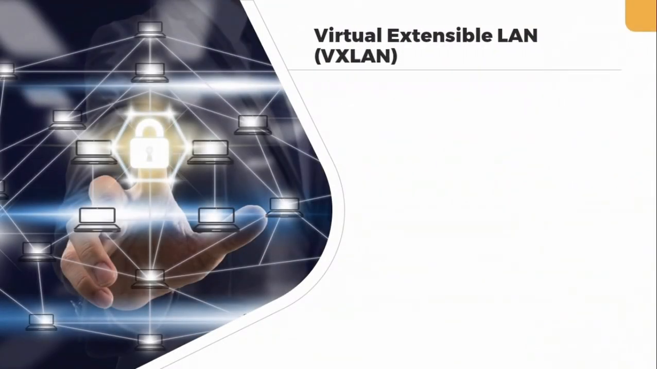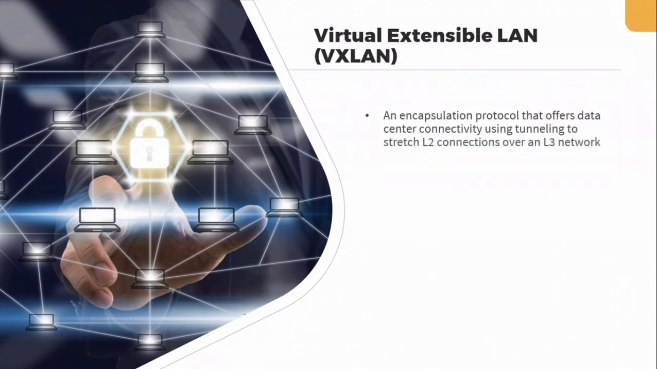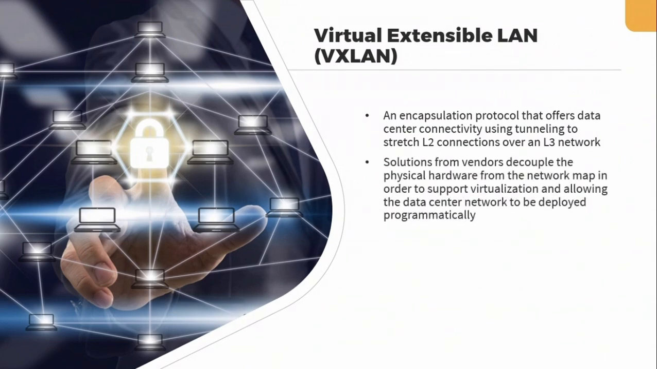Modern corporate data centers and cloud data centers have moved away from traditional VLANs with their 12-bit identifier, accommodating 4094 VLANs, to the Virtual Extensible LAN, VXLAN. It's an encapsulation protocol that offers data center connectivity using tunneling to stretch Layer 2 connections, logical connections, over an existing Layer 3 network. Solutions from vendors decouple the physical hardware from the network map in order to support virtualization and allowing the data center network to be deployed programmatically using software-defined networking.